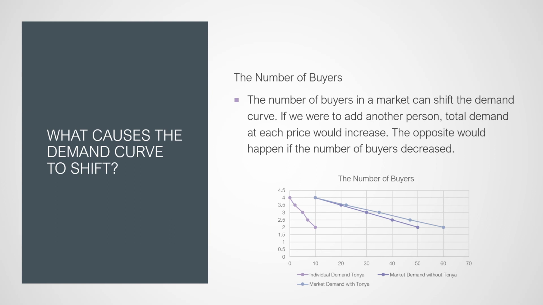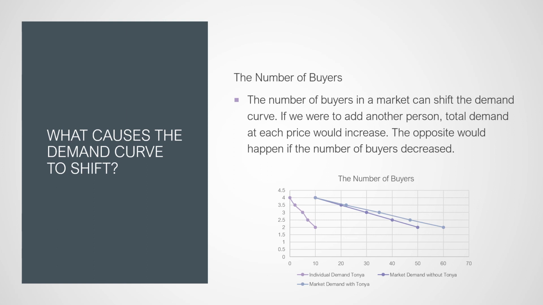The number of buyers. The fifth and final factor that can shift the demand curve is the number of buyers in the market. Remember that to draw the market demand curve, we add together the quantities demanded by each of the individual consumers at every price. If the number of consumers in a market increases, say because the population grows, then the market demand curve shifts to the right.